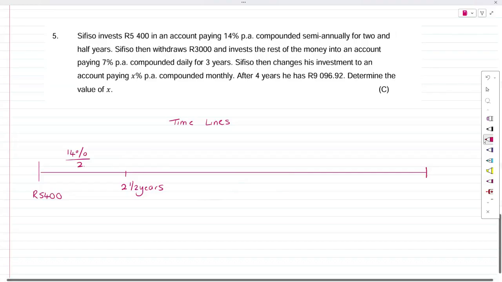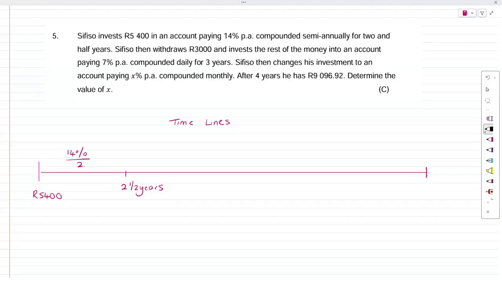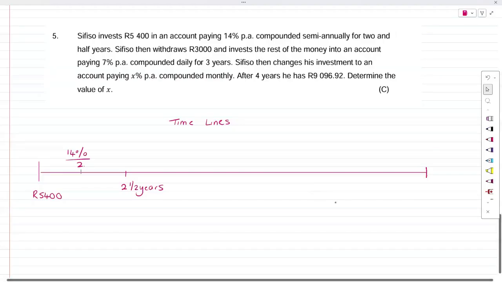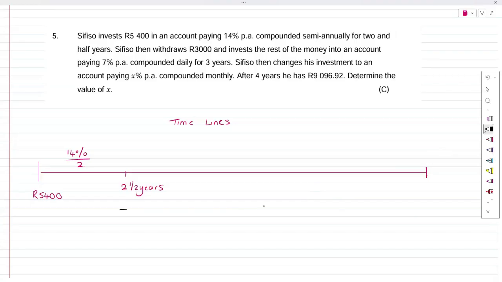The next calculation, this person also withdraws 3,000 Rand. This person withdraws 3,000 Rand and invests the rest of the money into an account paying 7% interest compounded daily for 3 years. So this is another 3 years. They're paying 7% compounded daily. We'll have to take it step by step so we don't make mistakes.